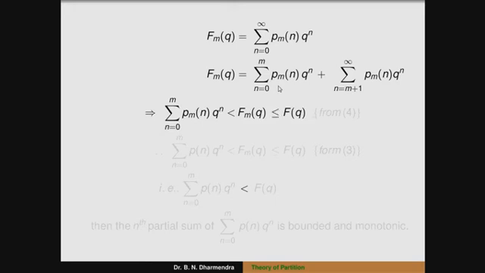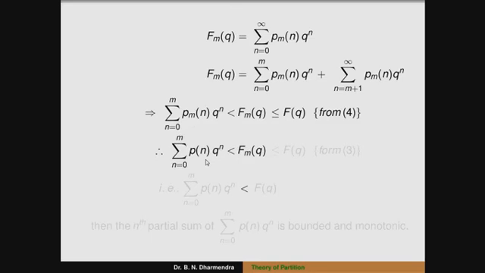In the earlier slide we have to show that, from equation 4, and also the terms: if p_m(n) is less than or equal to p(n), it can be rewritten as the series from 0 to infinity. The value of p_m(n) q to the power of n can be written as p(n) into q to the power of n, because p_m(n) is equal to p(n) if n is less than or equal to m, so we replace this value of p(n) here into q to the power of n.